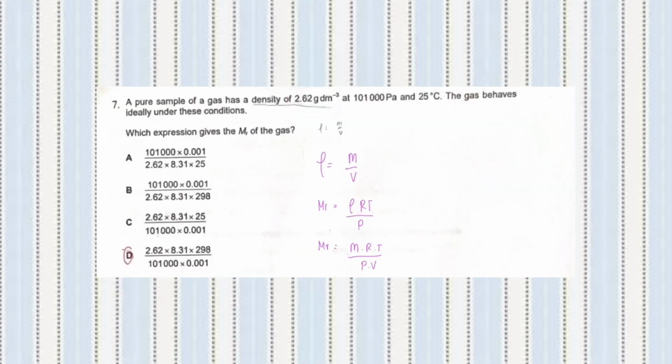A pure sample of a gas has a density of 2.62 gram per decimeter cubed at 101 Pascal and 25 degrees Celsius. The gas behaves ideally under these conditions. Which expression gives the molar mass of the gas? We know that the formula of density is mass divided by volume. So if we arrange the ideal gas formula with the density formula, it will be density times gas constant times temperature divided by pressure. Since the density formula is mass divided by volume, we put the mass and volume in different places. So the molar mass equals mass times gas constant times temperature divided by pressure times volume. So the answer is B.